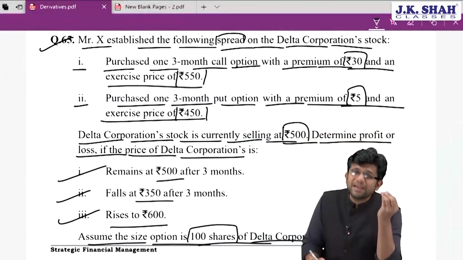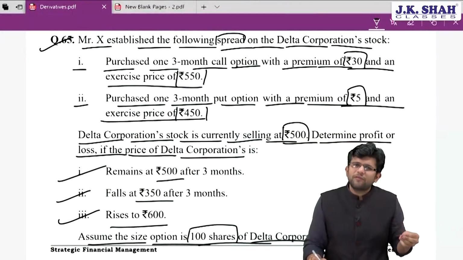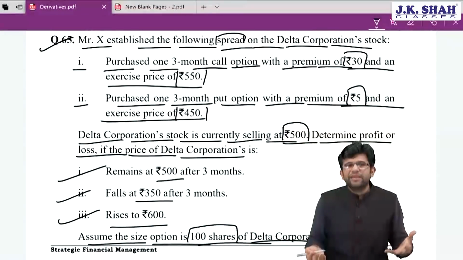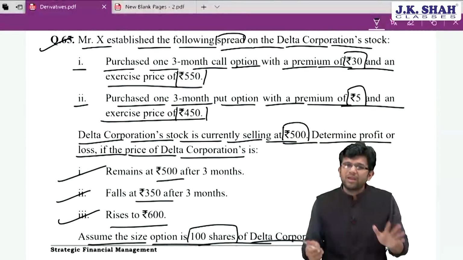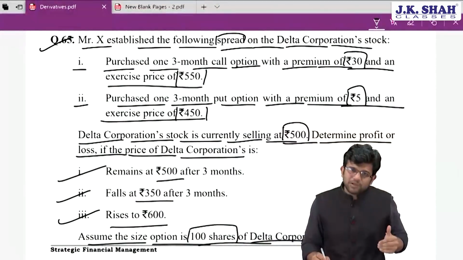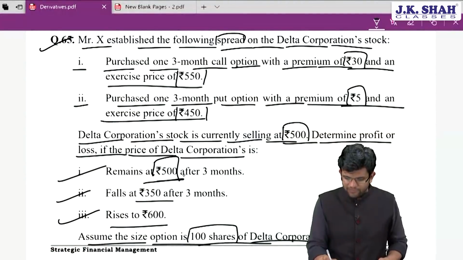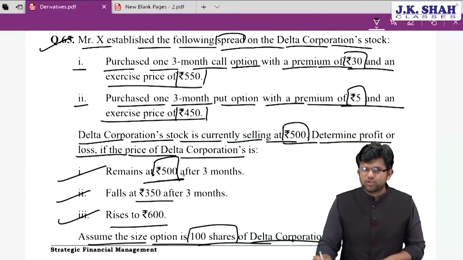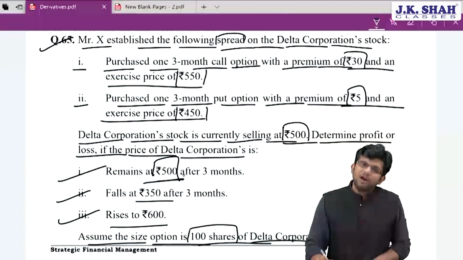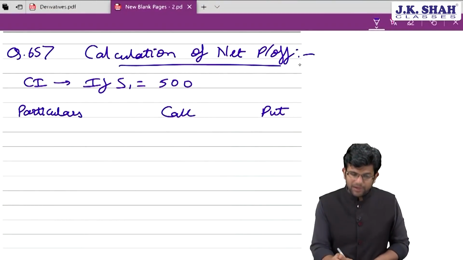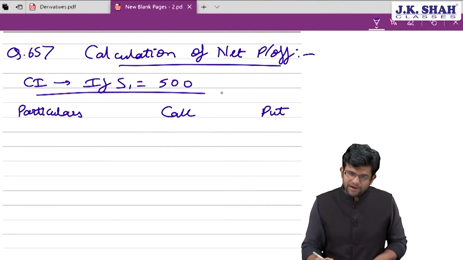Students, this is a very similar question that we have done in the payoff table section. Simply, we have to calculate the net payoff and then add the net payoffs of both the call and the put, and that is your final answer. 3 times you'll have to do because 3 levels of S1 are given to us, correct? So let us do at the first level of S1, that what if the S1 remains at 500 on due date. Can we start? So students, question 65, calculation of net payoff, case 1, if S1 is 500 on due date.